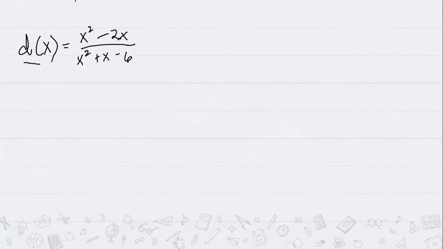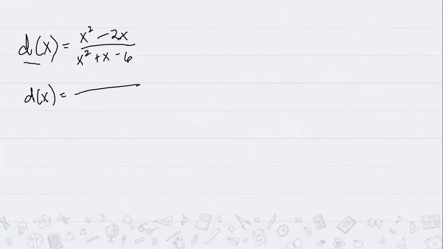Okay, let's check na. Sige. Kasi habol na lang yung di pa tapos. Okay, sige, simplify natin siya. So, d of x is equal to x squared minus 2x all over x squared plus x minus 6.